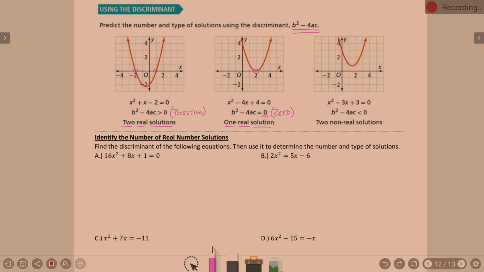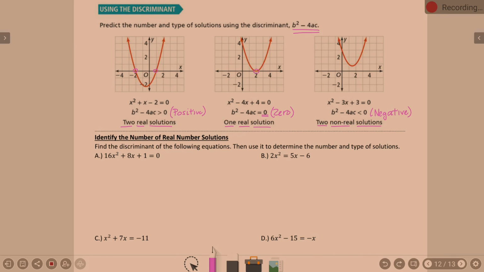And then the third option is if b squared minus 4ac is less than 0, which means negative. Here's the idea, guys. If b squared minus 4ac is negative, my parabola never touches the x-axis. It's either all the way above it or all the way below it. That means we're not going to have any real solutions. This is where imaginary solutions come into play. We're going to have 2 non-real solutions.